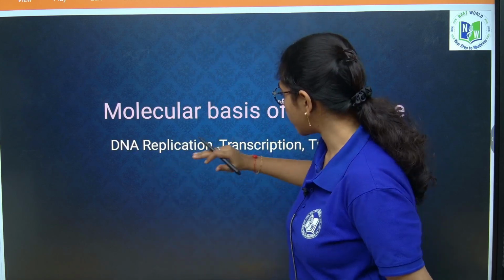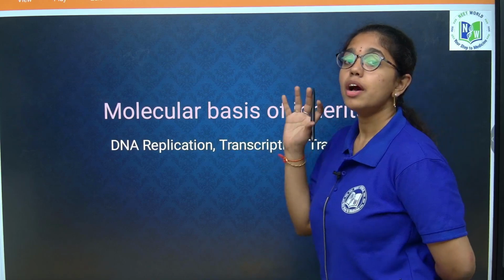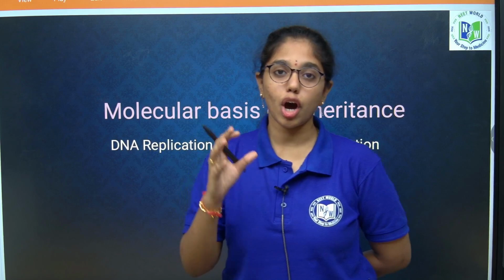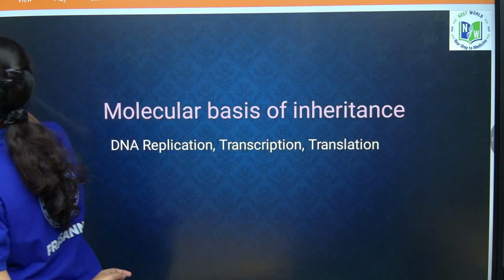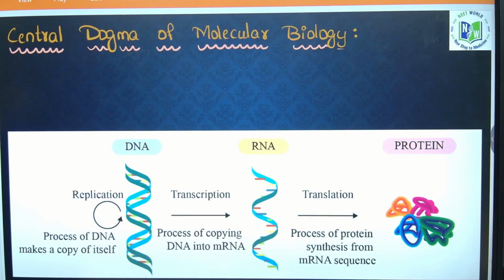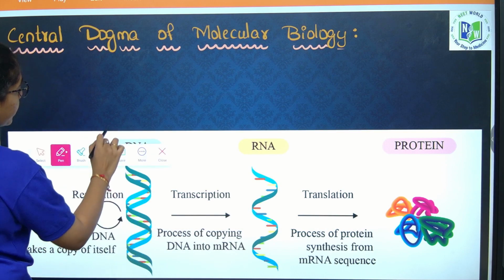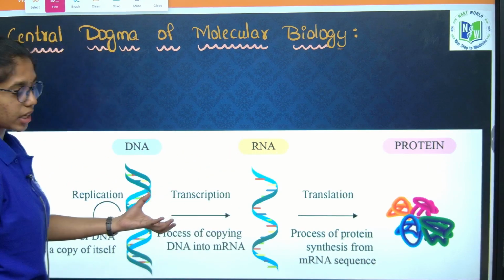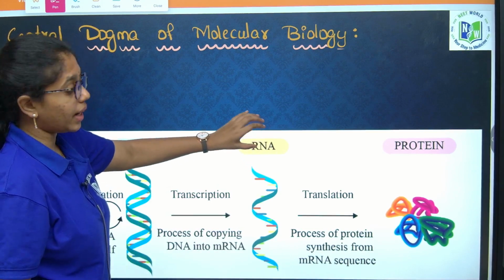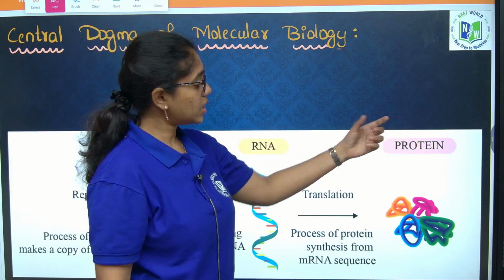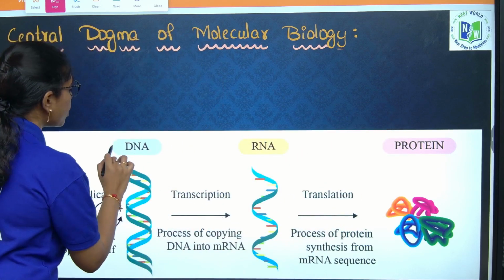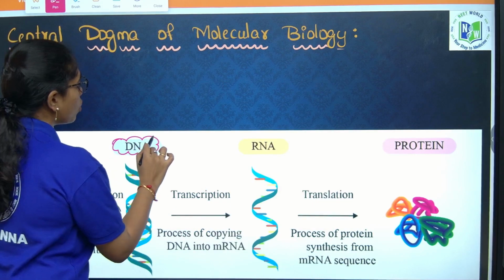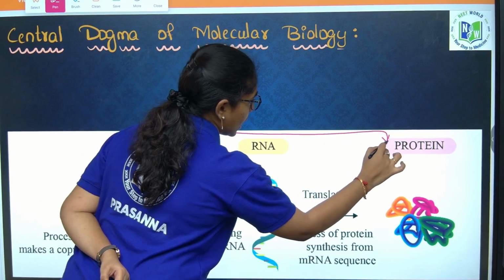Today I am here to deal with the most crucial topic, that is DNA replication, transcription and translation from the chapter Molecular Basis of Inheritance. If you look into the central dogma of molecular biology, it says that DNA gets replicated and the information from DNA is transferred to RNA. This is called transcription, and information in RNA is coded in the form of proteins. This is translation. So, what is the ultimate goal of DNA? The ultimate goal of DNA is to synthesize proteins.